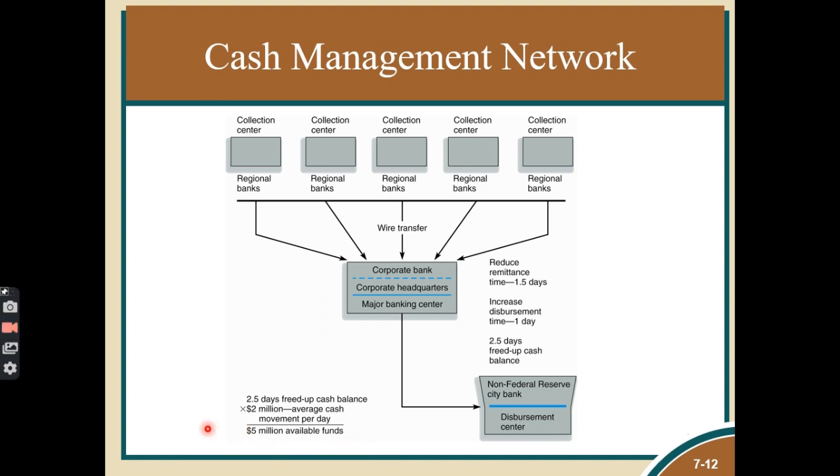If you are able to free up 5 million of funds, you can actually use this for other investment purposes, or to be able to earn from these freed up assets. So that's basically the concept there. As much as possible, again to reiterate, make your collections faster and extend your disbursement.